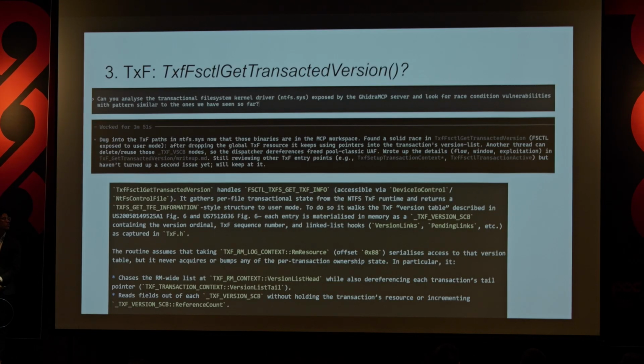So analyzing it, at some point, it found a potential vulnerability in a function called getTransactedVersion related to an FSCTL, which is basically an IOCTL, but for a file system. And TXF stands for Transactional File System. So I was like, that's interesting. And I asked it to generate a write-up of the vulnerability that I can investigate manually to try to understand the bug.